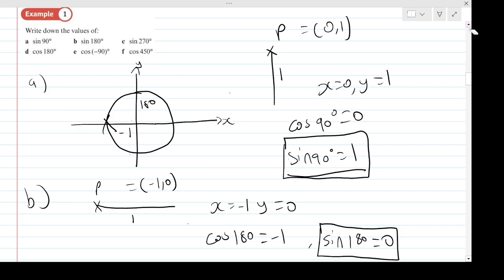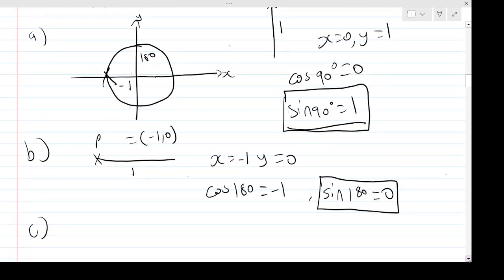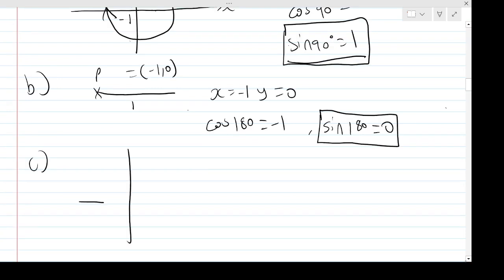Okay, part C. We need to find sine 270. So if I again just draw a rough diagram, 270: we're going to start here and move counterclockwise. That will be 90, then this will be 180, and at 270 we'd end up on the negative y-axis. So this point is going to be there, minus 1 along the y-axis because it's negative y. So our point here is going to be: the x component is 0 because it's on the y-axis, but y would then be minus 1.